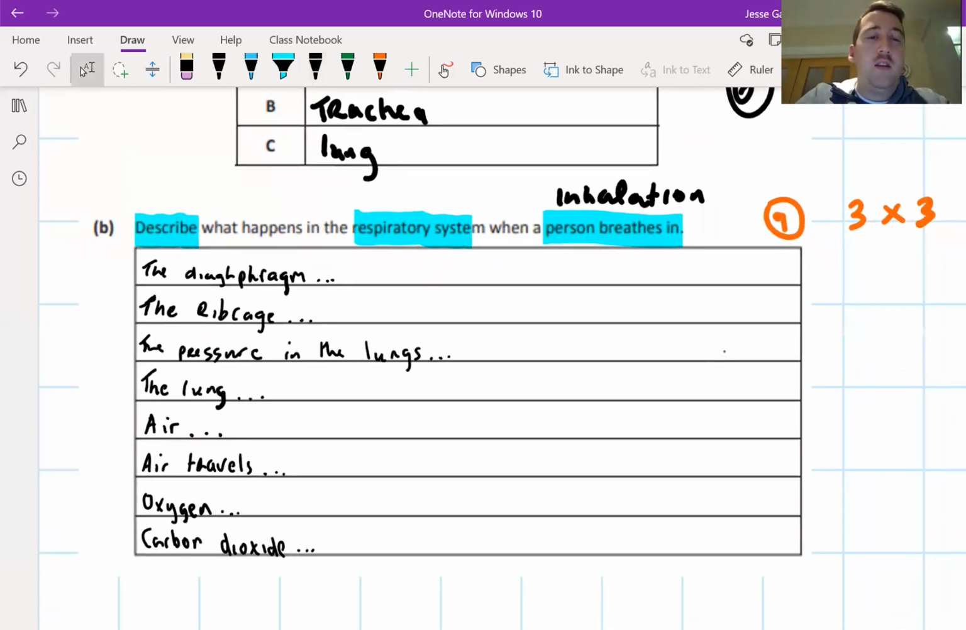Okay, so hopefully you have completed these sentences and you've got way more than you actually need here, but this would be a full description. It's good to be able to write a full description about what happens in the lungs when you breathe in.